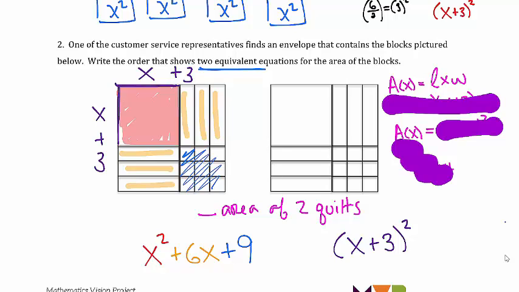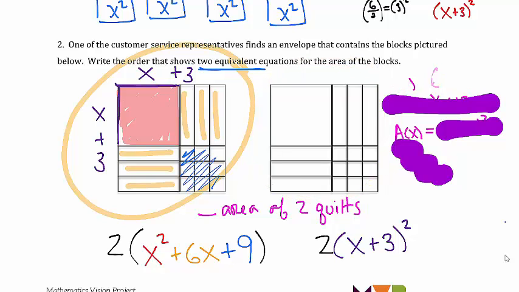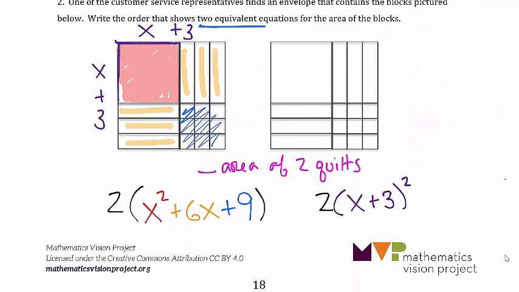Well, that's for one quilt, but how many quilts do we actually have? 1 and 2, right? And so we would need to put a 2 in front of this. There are 2 of these. And if there are 2 of them, we could also just count up the separate pieces and say that is 2x squareds. Now do the distribution again.